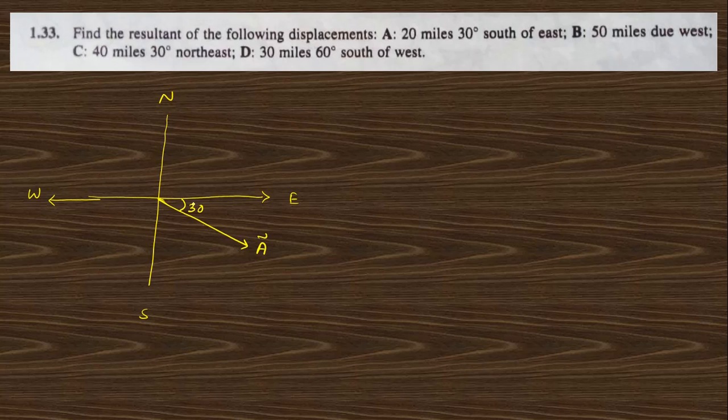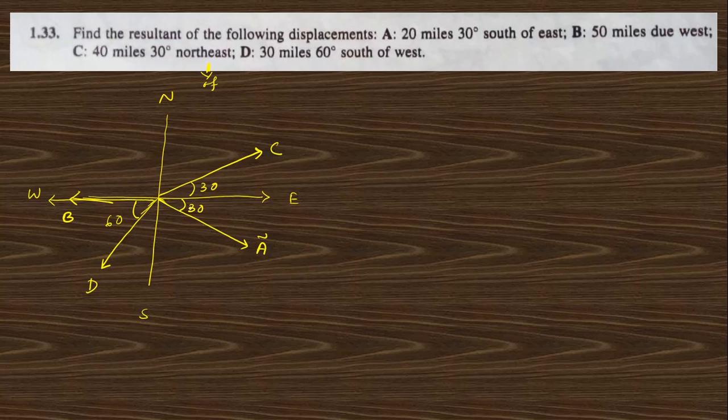Next, B is 50 miles due west, and C is 40 miles northeast. I think this will be north of east, so 30 degrees north of east. This is C, 30 degrees north of east. And fourth, D is 30 miles, 60 degrees south of west.